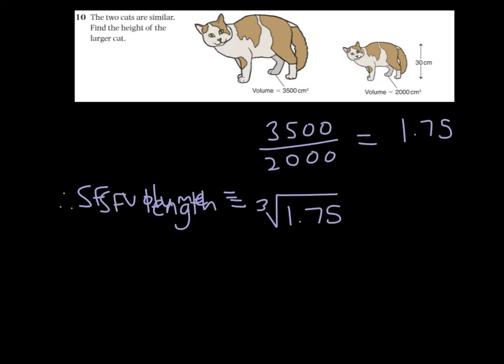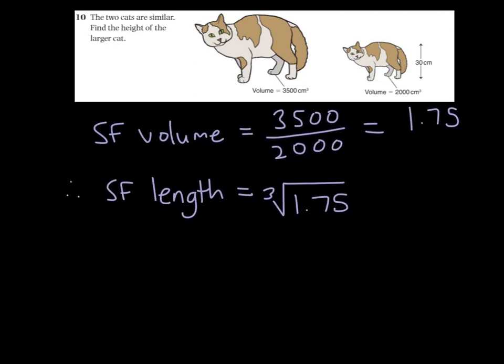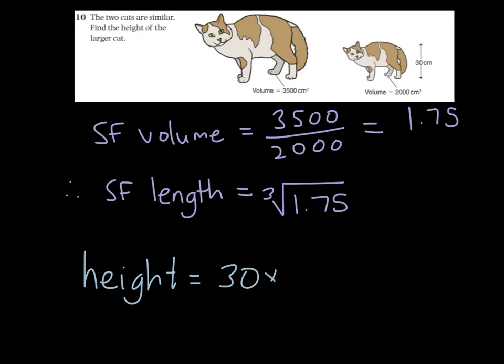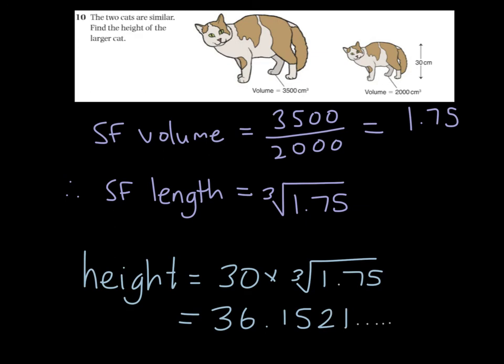That's going to give us a large decimal number, so I'm just going to leave it as the cube root of 1.75 for now, and leave my calculator to do the rest. So if I take the height of the smaller cat, which is 30, and multiply it by the scale factor of my length, the cube root of 1.75, that'll give me the height of that larger happy looking cat. It's 36.1521 and so on.